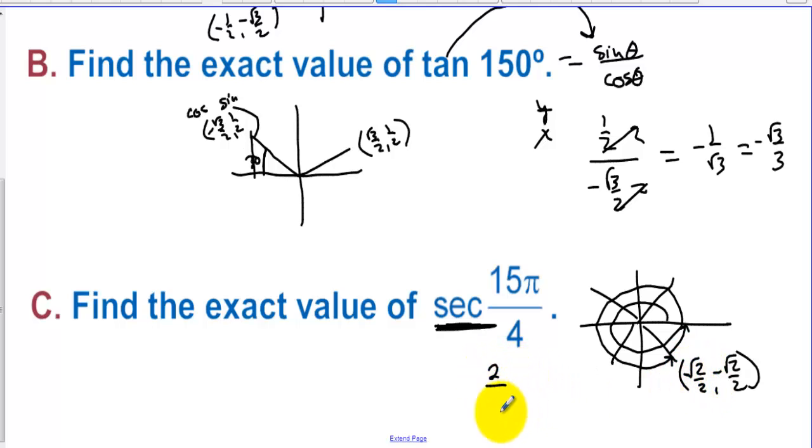So we have 2 over √2. And let's multiply the top and bottom by √2. We get 2√2 over 2. Those cancel, so the answer is √2.